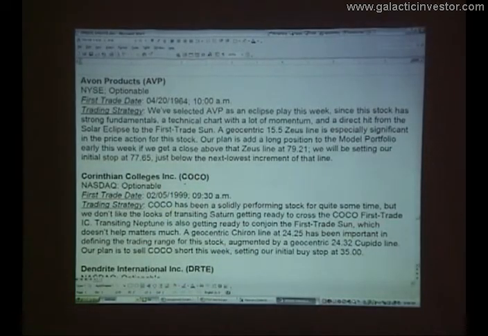This is what you get in the Financial Cycles weekly updates. Every week I'll talk about anywhere from 3 to 6 stocks that I'm looking at and studying as possible candidates for a trade. And for example, this was the April 18th issue. We talked about Corinthian Colleges. We'll give the first trade date so you can set up your own chart if you don't already happen to have it in the program.